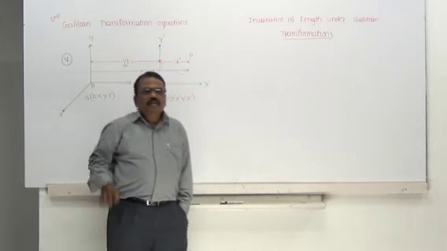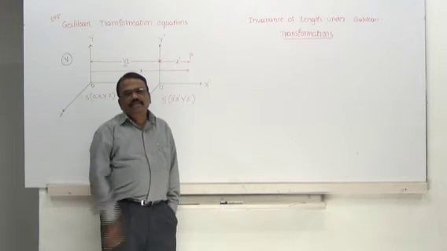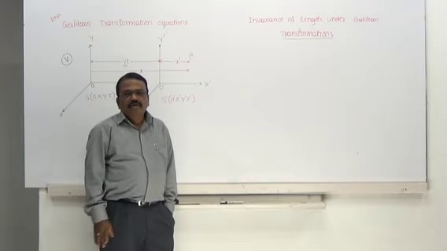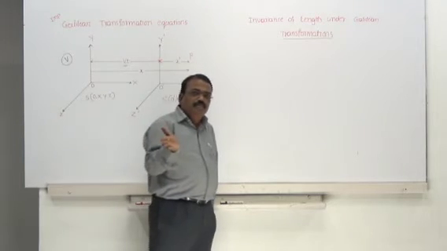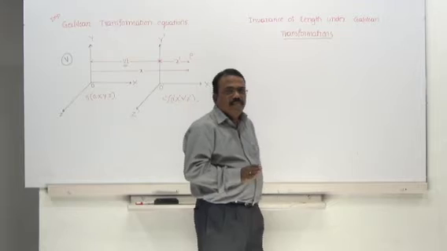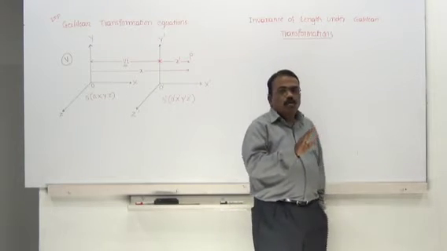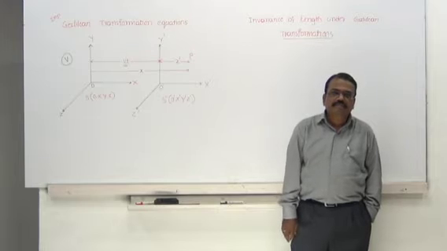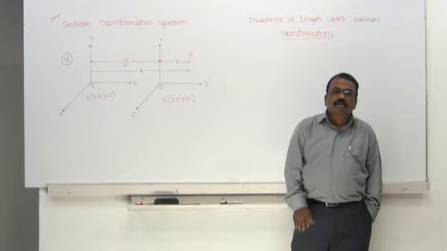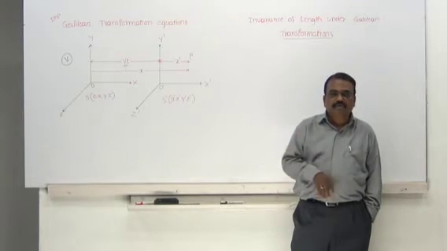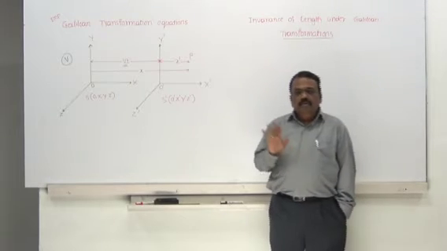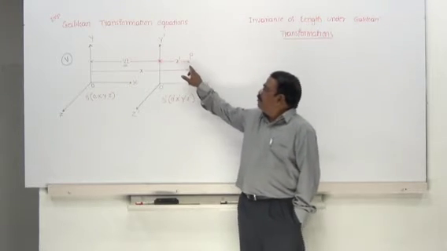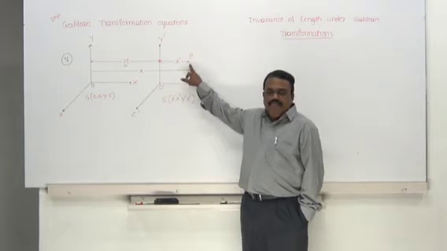Then the equations which provide the relationship between the coordinates of the two frames of reference are called transformation equations. Here at point P there is an event.